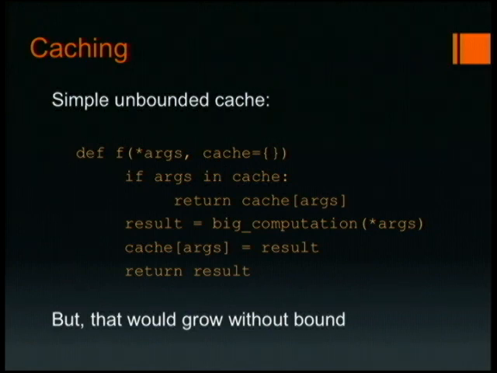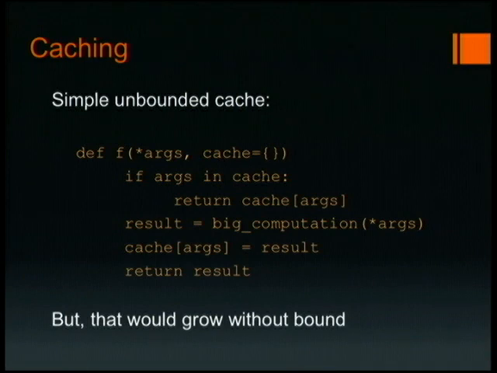Next cool thing is caching. What I'm showing on the screen is Python's usual idiom for writing a cache around a function. You create a cache variable. Every time the function is called, you check to see if the argument's in the cache. And if it's already there, you return it. If it's not, you call your big computation that you were going to do anyway, take that result, store it in the cache, and return the result. Very simple Python code. Who likes to write that over and over again?